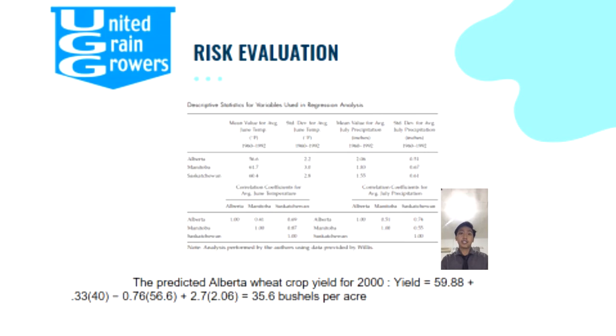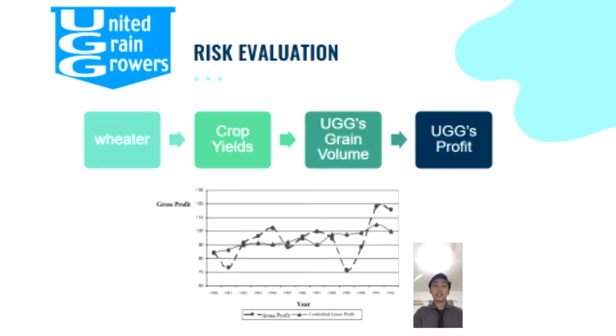And this is the relationship between weather and United Grain Growers' gross profit. Weather affected crop yields, crop yields affected United Grain Growers' grain volume, and UGG's grain volume affected UGG's profit. And this is the graphic for United Grain Growers' actual gross profit compared with the gross profit if United Grain Growers can control the weather risk.